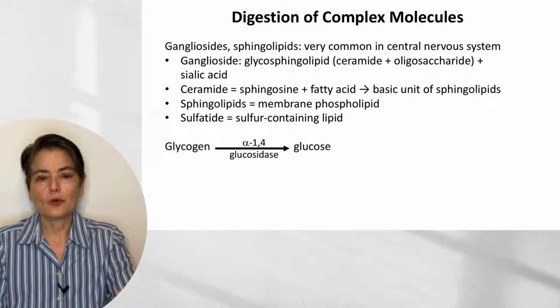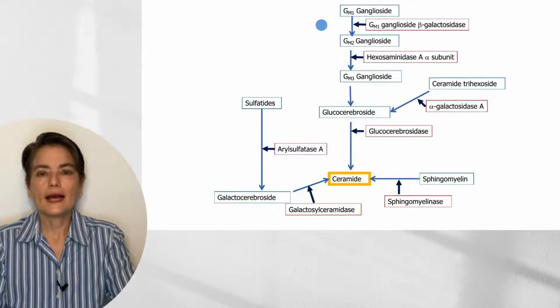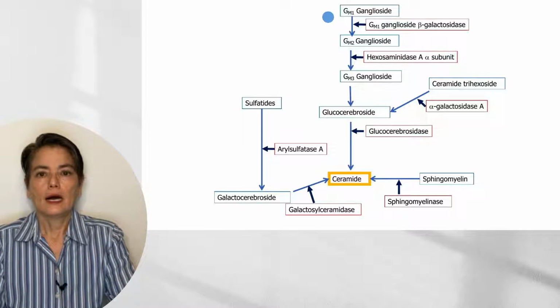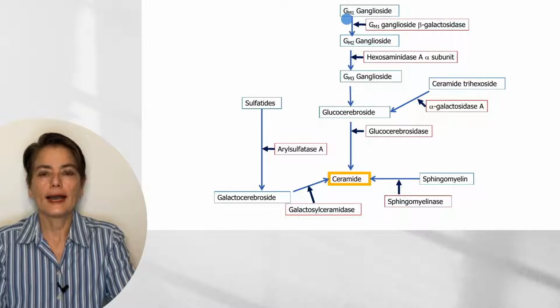Now, the next slide I'm going to show you is going to look very complicated, but don't be overwhelmed. This is looking at the metabolism of a variety of complex molecules in the central nervous system. So we have here our GM1 ganglioside. There's an enzyme here which is important for catalyzing the metabolism to yield GM2 ganglioside. We next have another enzyme. This is hexosaminidase A, which takes us to GM3 ganglioside.